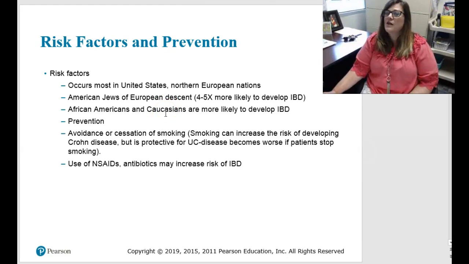Prevention is really trying to avoid or stop smoking, although smoking can increase the risk of developing Crohn's disease, but for ulcerative colitis patients, it becomes worse if patients stop smoking. So that's interesting. Anybody who uses nonsteroidal anti-inflammatories or antibiotics, that can increase your risk.